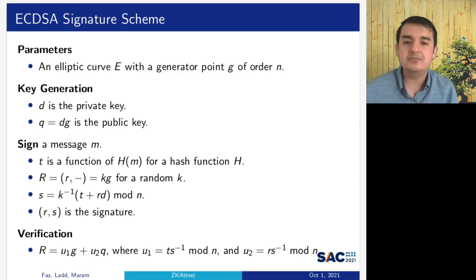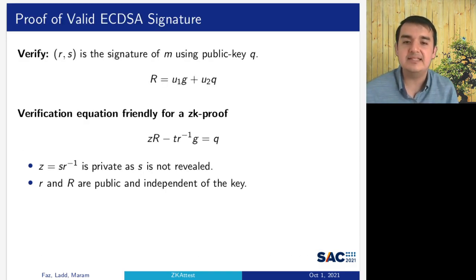So in order to prove validity of an ECDSA signature, we realize that the current verification equation must be reshaped in order to be more friendly with zero-knowledge proofs. And we arrive at this second equation. Basically, we isolate Q, the public key, on the right-hand side of the equation, so we can commit the public key and verify that the equation holds.